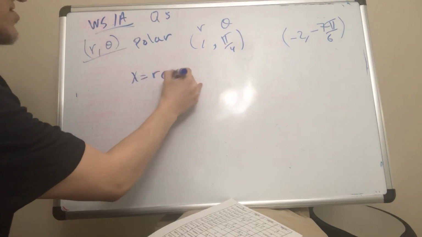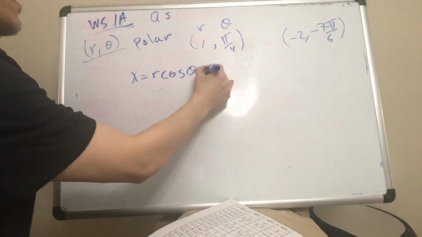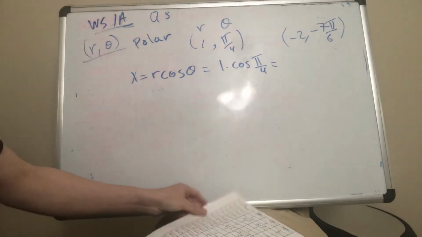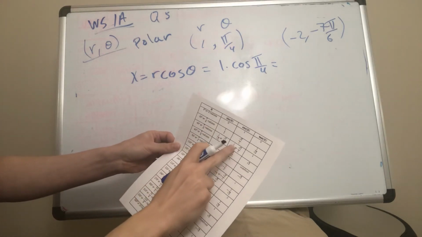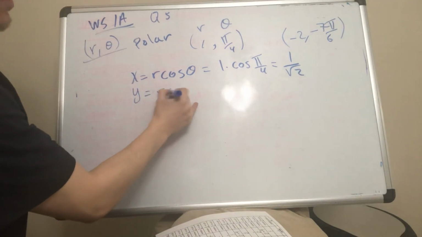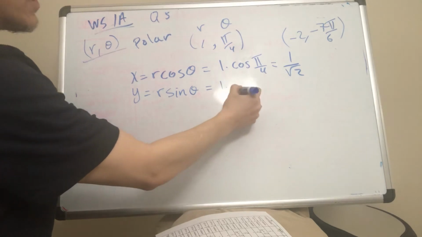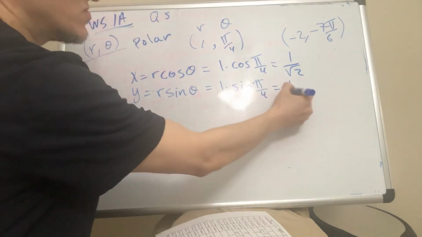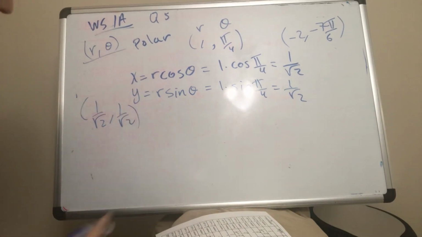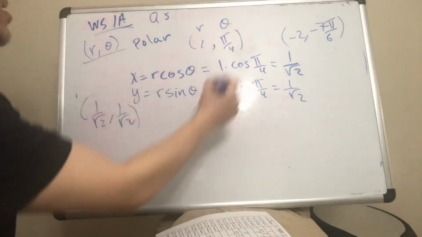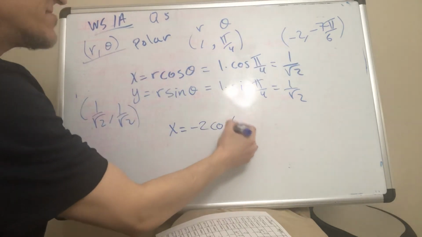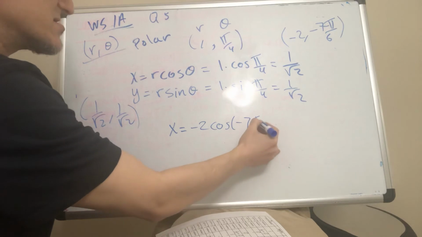Okay, we'll start with the first one. X is r cosine theta. So it's 1 cosine pi over 4. And if you go here, pi over 4 cosine is 1 over root 2. Y is r sine theta. So 1 sine pi over 4, which is also 1 over root 2. So this point is 1 over root 2, 1 over root 2. End of story.